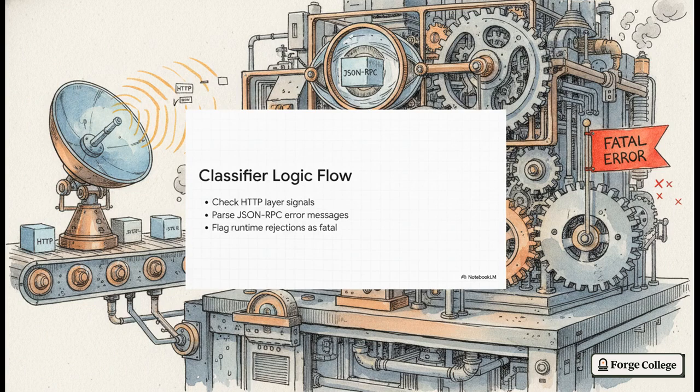Simple enough. Second, you parse the JSON-RPC messages themselves looking for specific keywords like invalid or behind. And third, you flag any embedded runtime rejections in those error fields as fatal program errors. You are literally just matching live signals to the table we just drew.